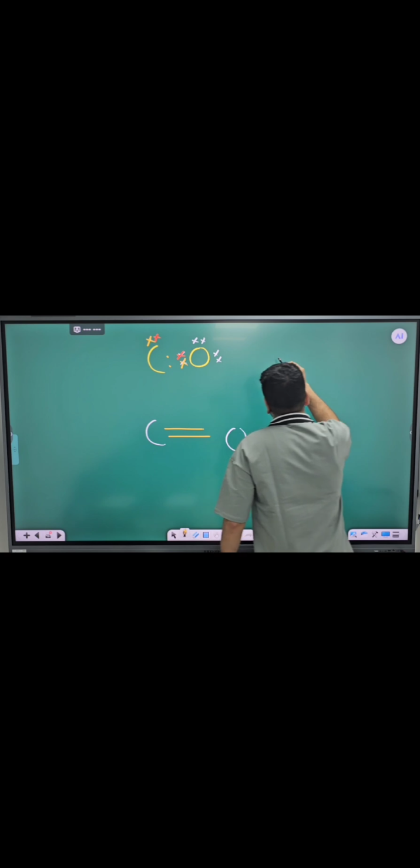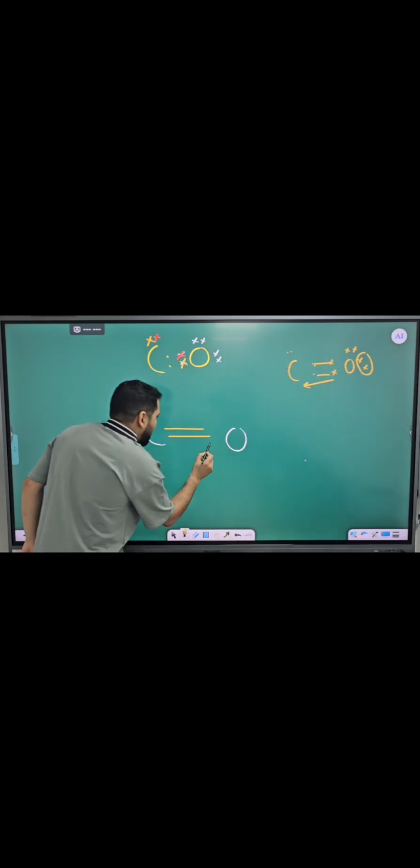Now try to understand. If this is carbon and this is oxygen, carbon has 1, 2, 3 and 4, and oxygen has 1, 2, 3, 4, 5, 6. This carbon is sharing this electron with it. Now tell me, guys, how many electrons are with the oxygen? 1, 2, 3, 4, 5, 6, 7, 8. Stable. But is carbon stable? 1, 2, 3, 4, 5, 6. No, carbon is not stable.